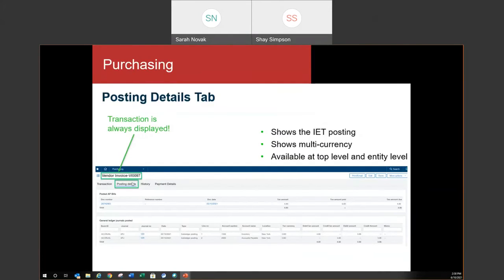The same thing in purchasing that we saw before in order entry is that we are always going to see our transaction type up here. We are also going to see that posting detail screen. So again, our general ledger transaction is always going to be on that posting detail screen, so we can see the impact on the general ledger. Whether I'm on the transaction, posting detail, history, or payment details tab, I'm always going to know what transaction I am working in within purchasing.